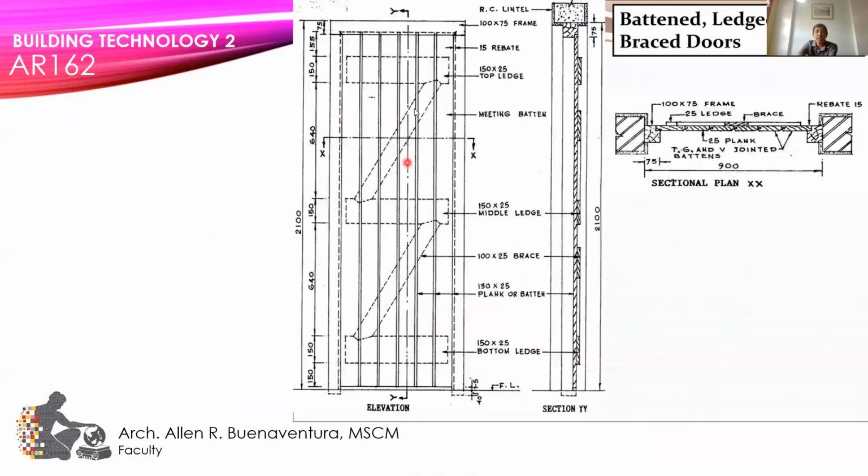So this is an elevation of a batten and ledge brace door. This is what you call the ledge, and the vertical parts are the battens. So the ledge is the one that holds the battens, right? This is a very simple type of door.